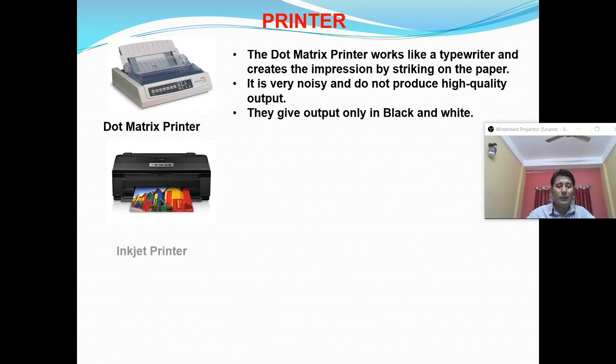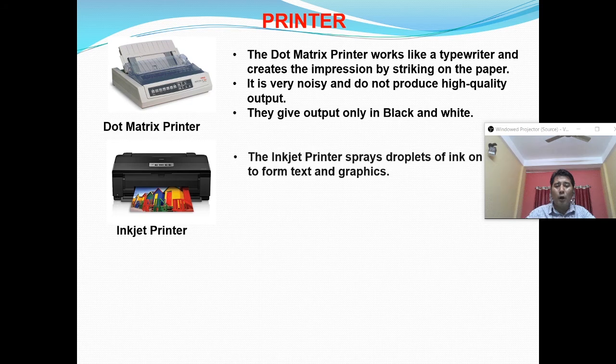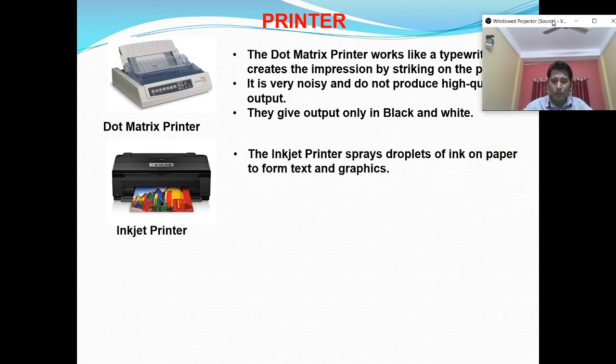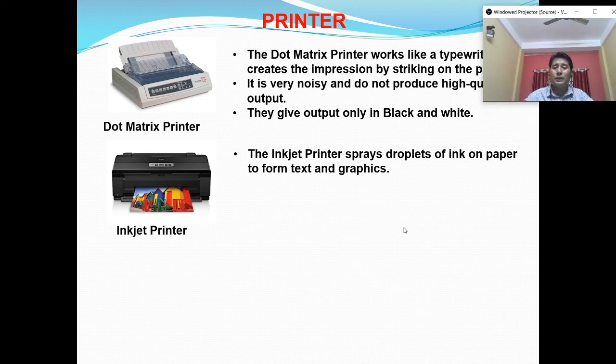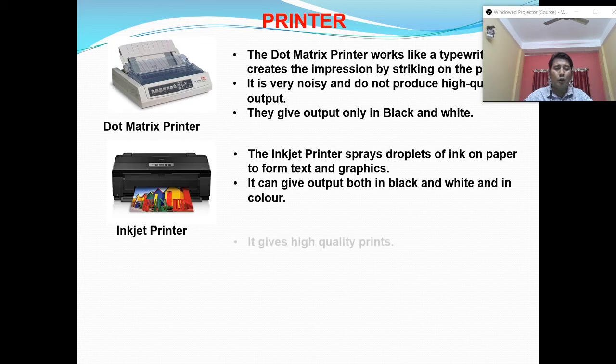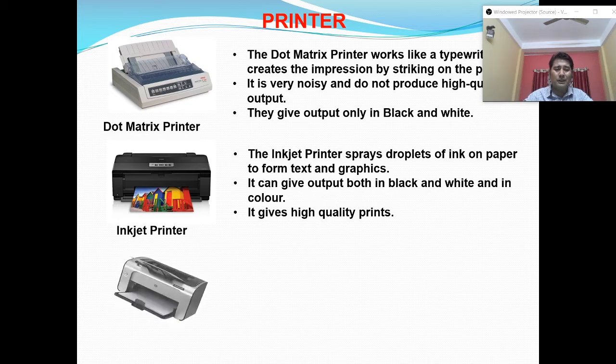The next is the inkjet printer. As the name suggests, the print that we get from the inkjet printer is made with the help of inks that are sprayed on the paper to form the text and graphics. It can give output both in black and white and in color. It gives a high quality printout, and it is more expensive than the dot matrix printer.